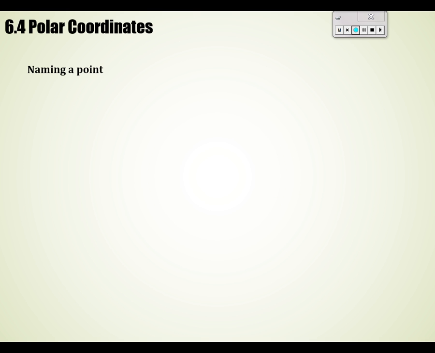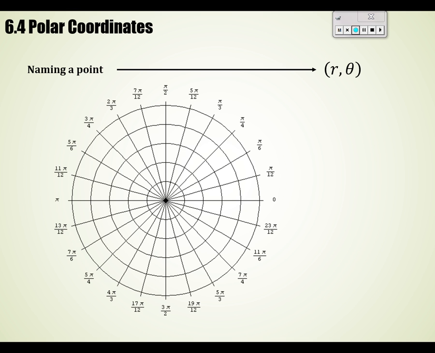And then, of course, how do we name a point in polar coordinates? We name it the following way: r, comma, theta, where r and theta are probably what you would expect. R is the distance you are away from the origin or from the pole, and theta is the angle that you make with the positive x-axis.